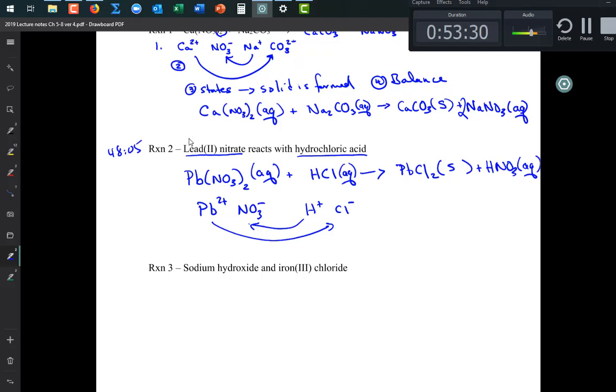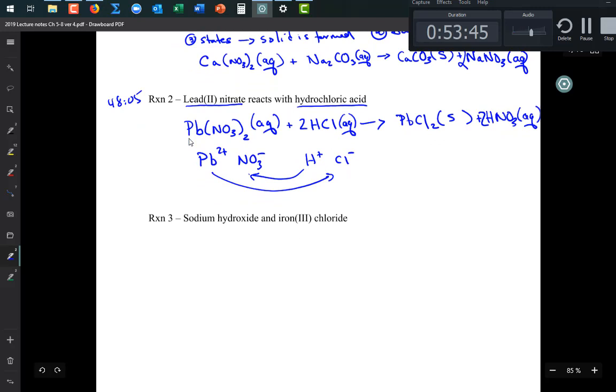And if you want to balance this, guess somebody can get there. You'll need two of these. You'll need two of these. Okay. And you can practice these again and you can do the balancing. We did a lot of that yesterday and today.